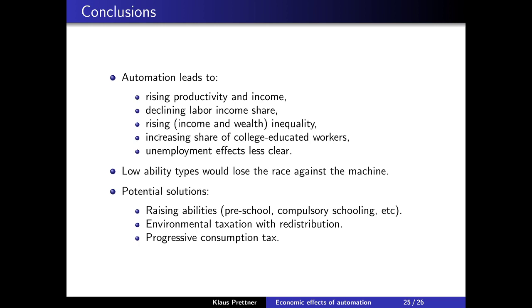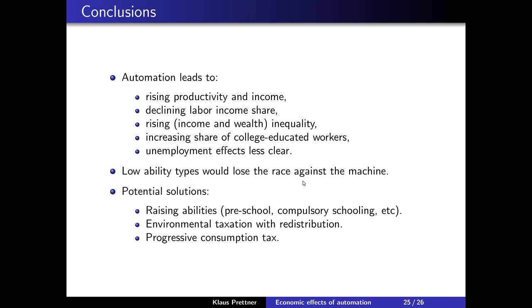As we've seen, automation leads to rising productivity and incomes in the basic framework, as well as in the extended endogenous growth framework with endogenous skill upgrading. But it also leads to a declining labor income share and rising income and wealth inequality. In a more sophisticated framework, it can explain an increasing share of college-educated workers over time, but overall, particularly the unemployment effects remained less clear.